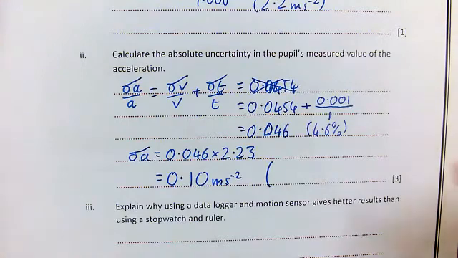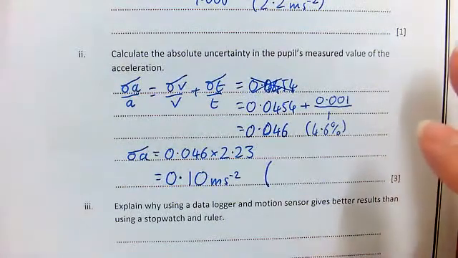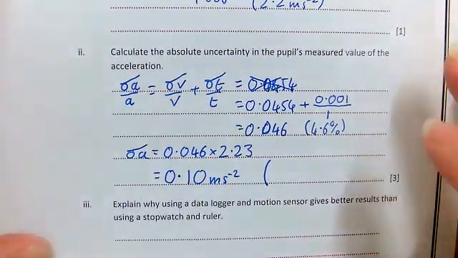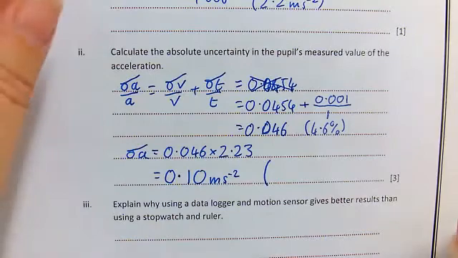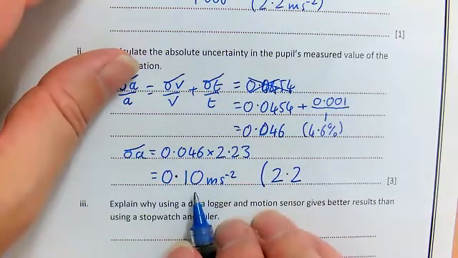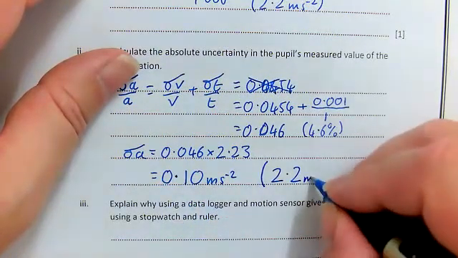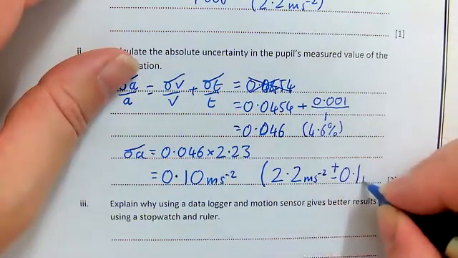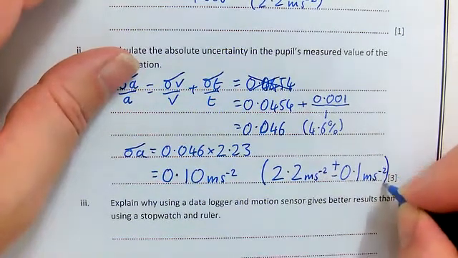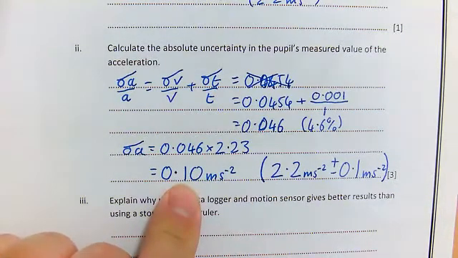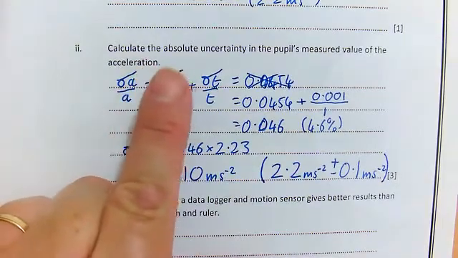So actually, if the question asked me, and it didn't ask it this time, but you could get it in the future, if the question ever asks you to express the value giving the uncertainty, the actual value is going to be 2.2. Now, because I've got a 0 there, I'm going to ignore it. I'm going to say 2.2 meters per second squared plus or minus 0.1 meters per second squared. And that would be the value expressed. This question did not ask for that. It just asked you to go this far. However, just read the question carefully to check you understand what it's asking for.